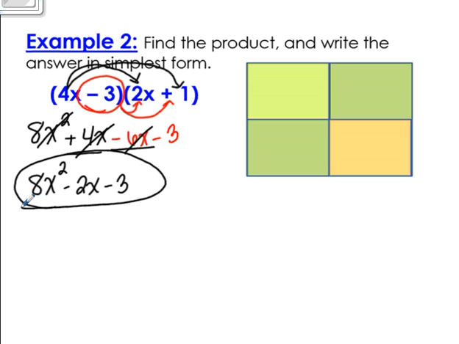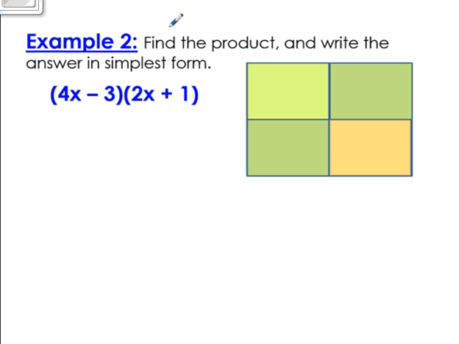And if I chose to do the box method with this one, it's just like a Punnett square, so I have to have a 2 by 2 box, 4x and negative 3, and then on this side I would do the 2x and the positive 1. 4x times 2x is 8x squared. 2x and negative 3 makes this a negative 6x. 1 and 4x makes this a positive 4x. And then 1 and negative 3 makes this a negative 3.